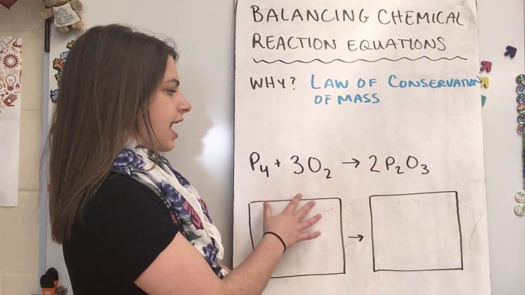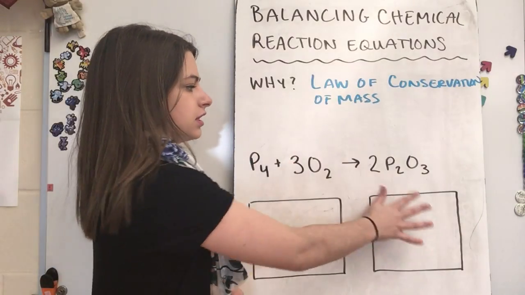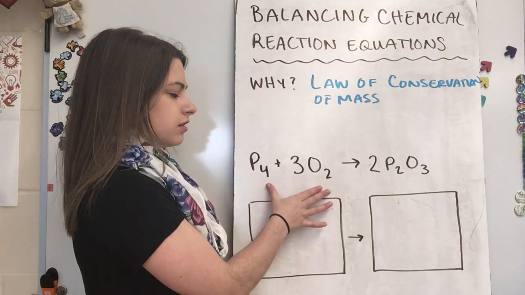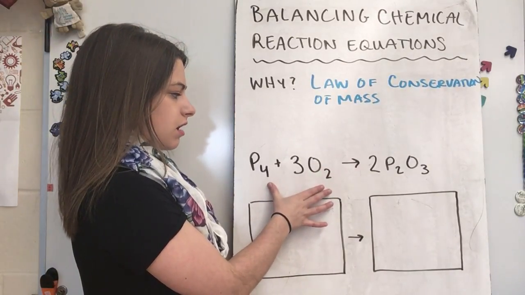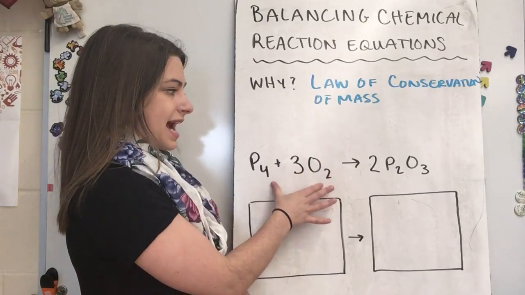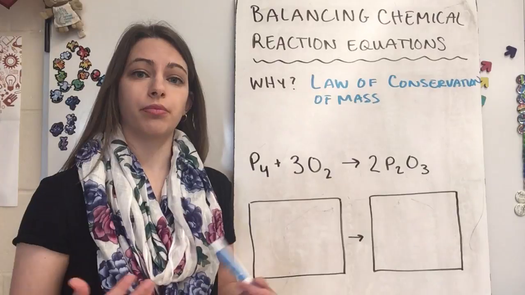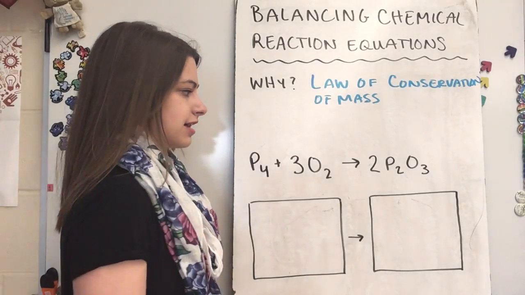So you're always going to have something on the left, something on the right, and an arrow in between. What you're starting with, what's on the left side of your arrow, those are your reactants. Those are your starting materials. What's on the right side of your arrow, those are your products. Those are what you're making at the end.